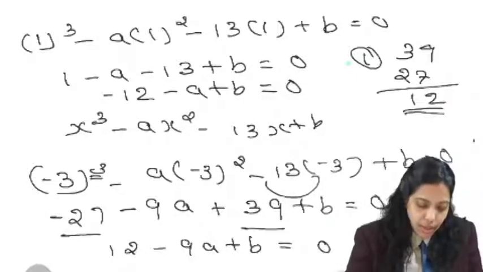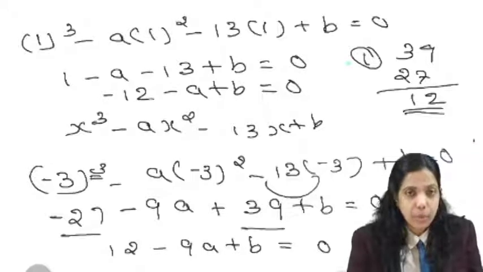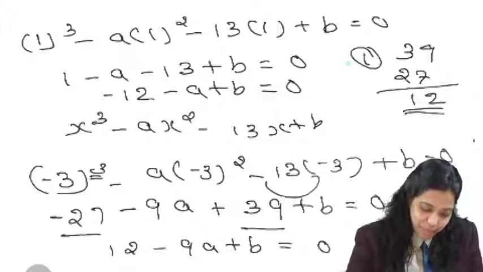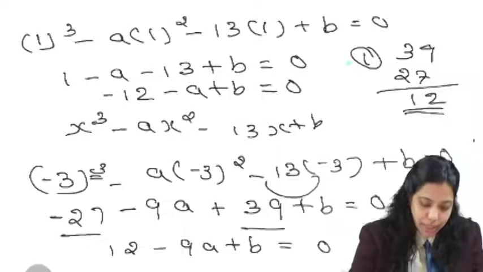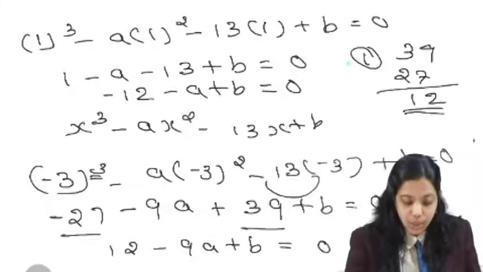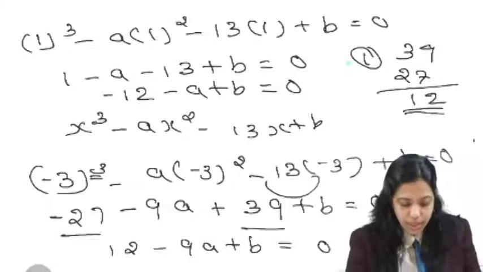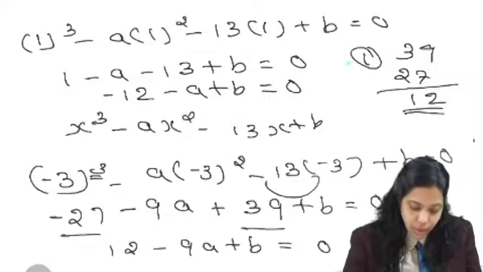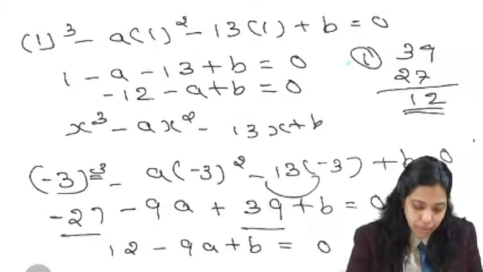Here, since it is an odd power, we are getting that product as negative 27, minus 9a, then minus into minus gives plus 39, plus b equal to 0. So we can solve here. Minus 27 plus 39. What is the difference between 39 and 27? 39 minus 27 means we are getting 12. So 12 minus 9a plus b equal to 0.